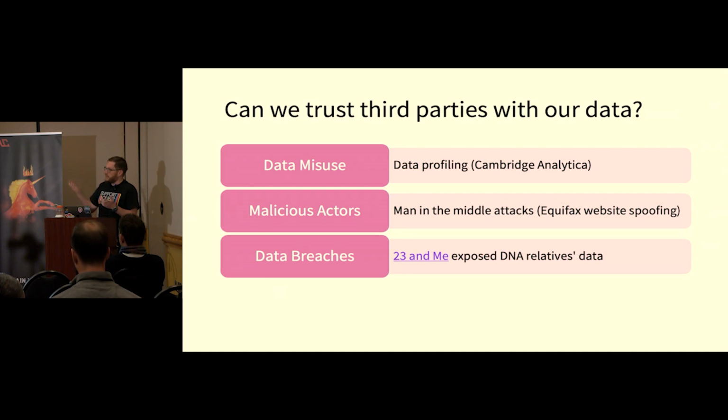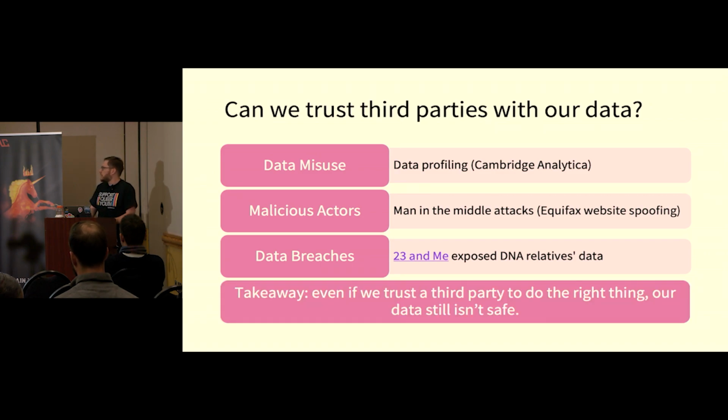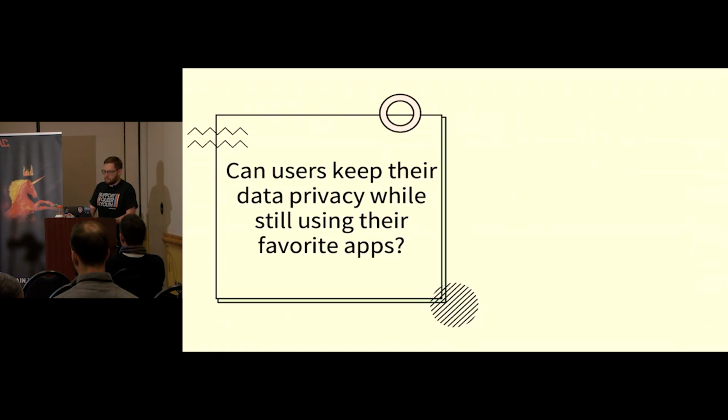Now, ideally, in good faith, I would trust most of these services to operate on my behalf, as part of the contract you sign with the terms of service. So even though they're potentially trying their hardest to prevent a data breach, these things can still happen. It's not necessarily the fault of the company, it's just that data is valuable and people want it, right? So the takeaway is that even if we trust a third party to do the right thing, our data is still not necessarily safe.